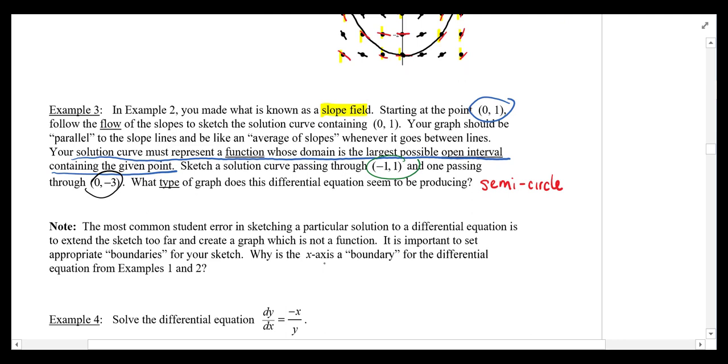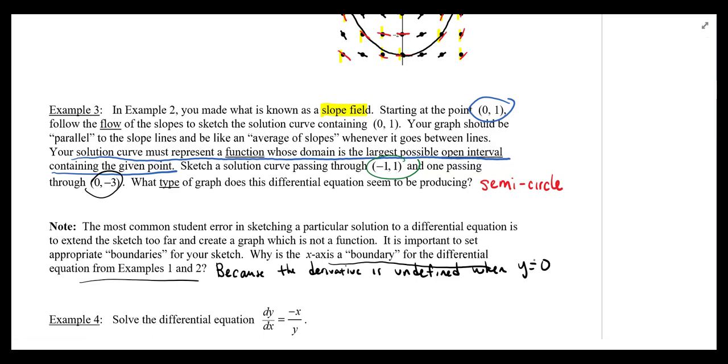So once again, why is the x-axis a boundary for the differential equation then? Yeah, once again, it's because the derivative is undefined when y equals 0. So at this point, we really can't determine if the solution is vertical or discontinuous. So really, it can't be extended past the x-axis. We just don't know. All right?